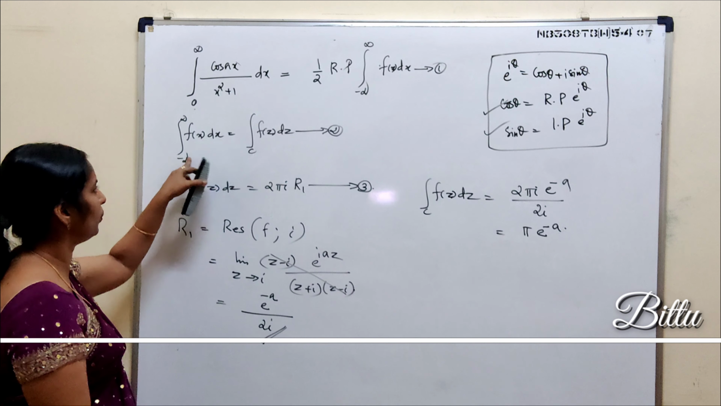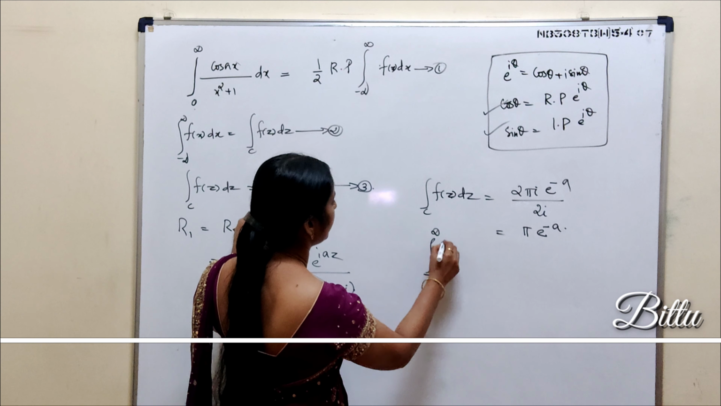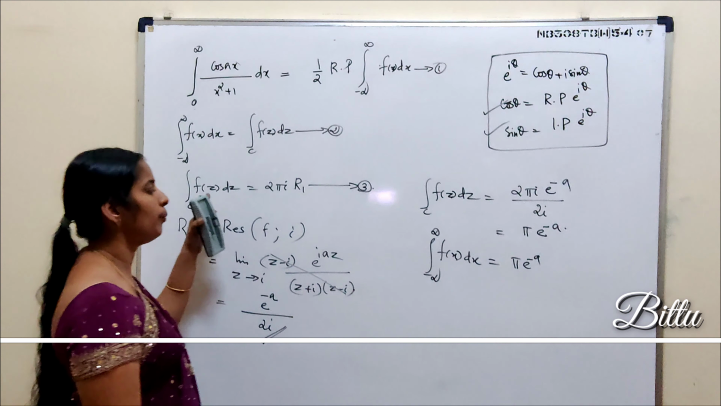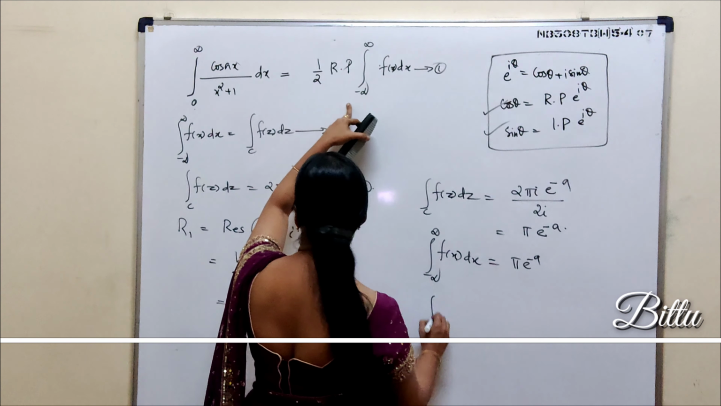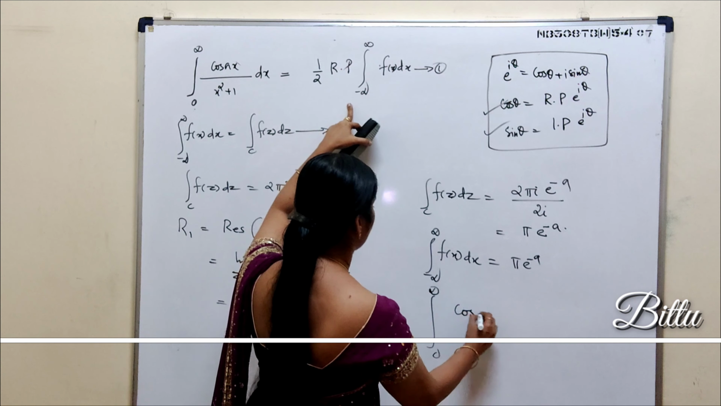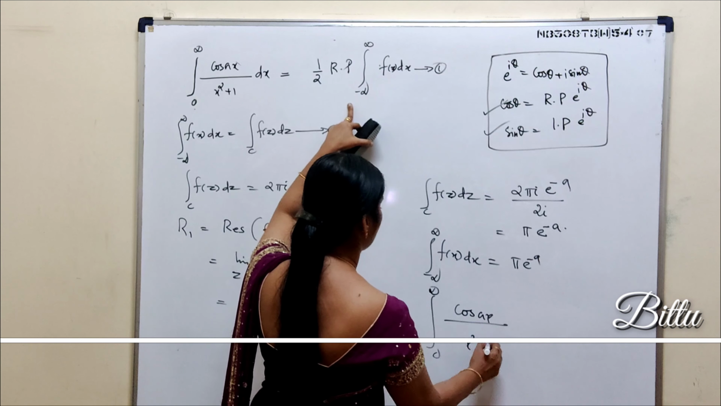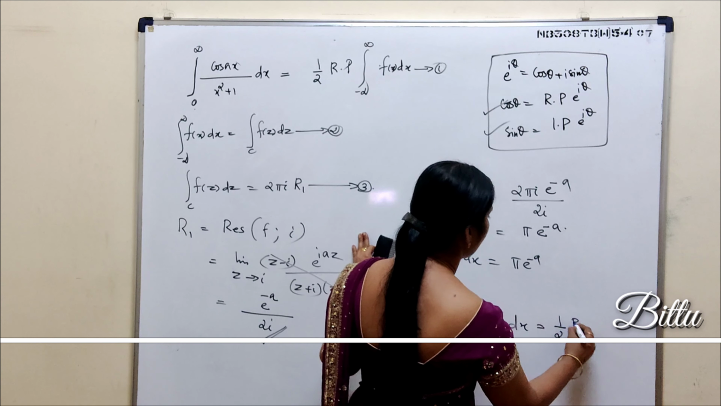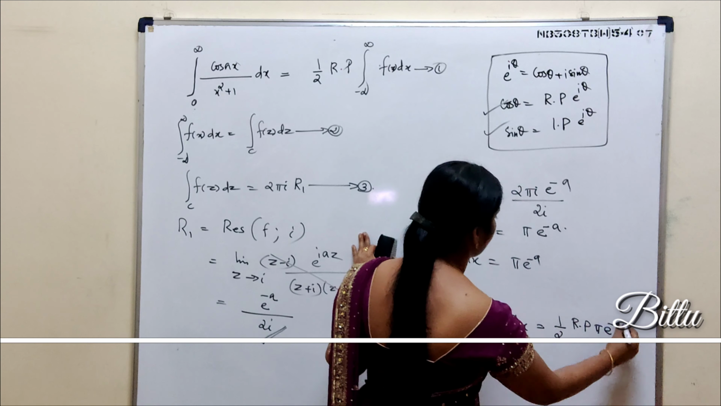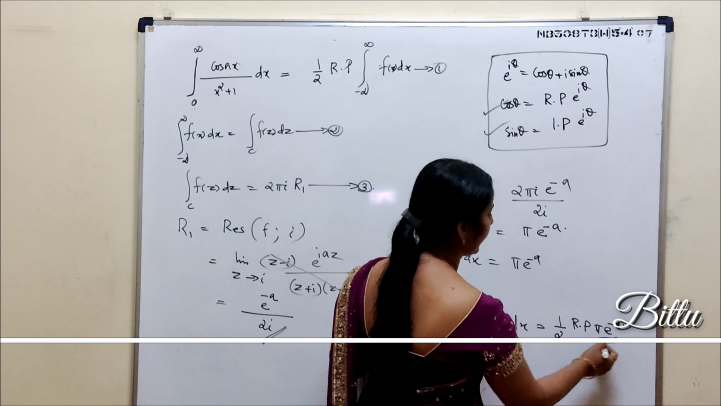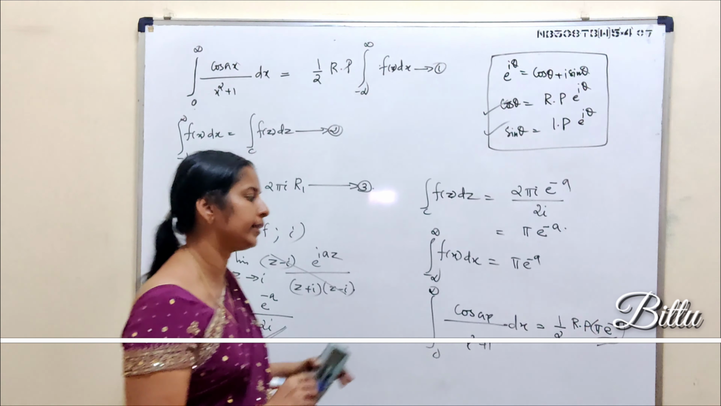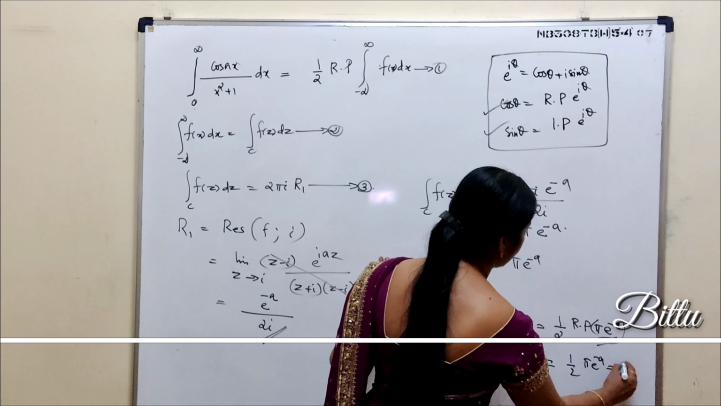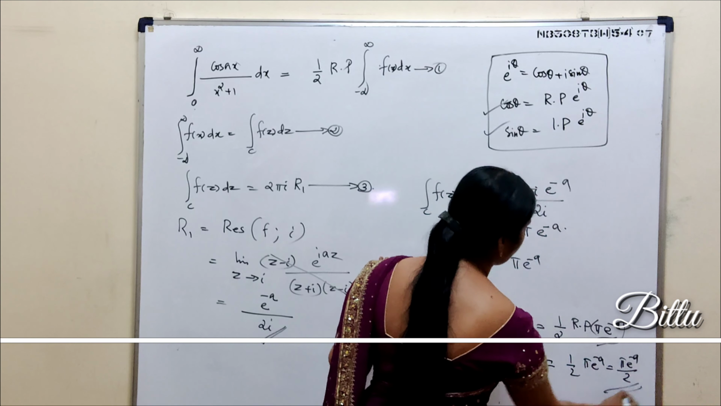Next you put it in equation number 2. You can see the integral from minus infinity to infinity of f(x) dx is pi e raised to minus a. Now you put this integral in equation number 1. We will get the integral 0 to infinity, that is the given integral, which you have to answer by the residue theorem. This integral is half real part of pi e raised to minus a. It is purely a real number, and its real part is that number itself. So it is half pi e raised to minus a, that is pi e raised to minus a by 2, which is required.